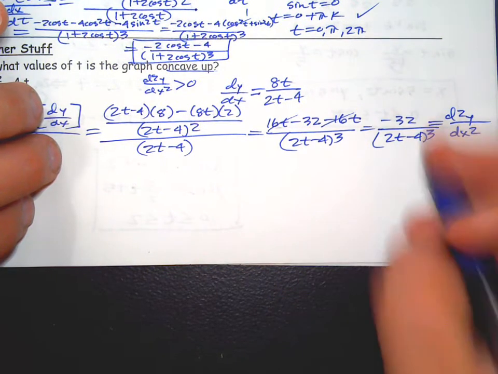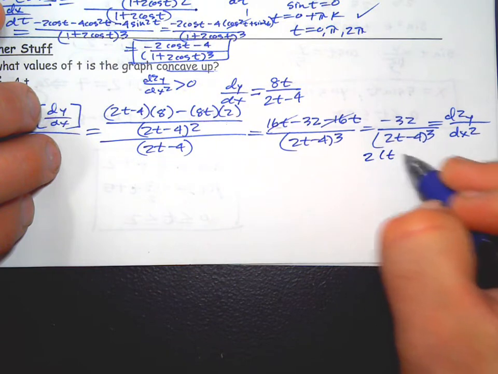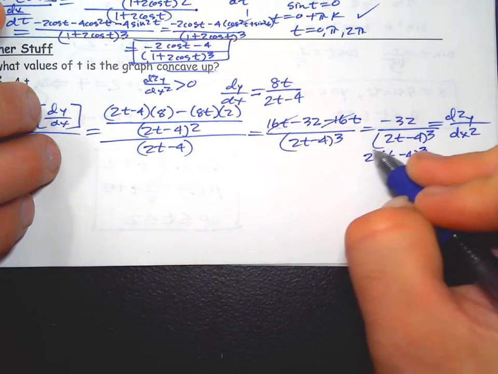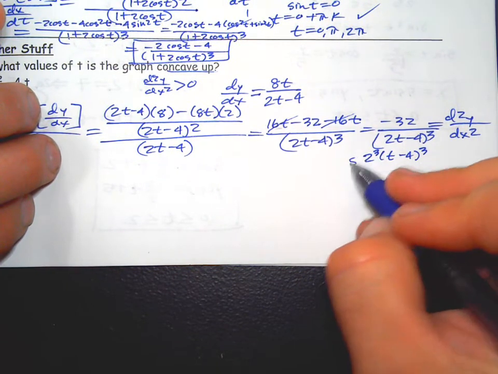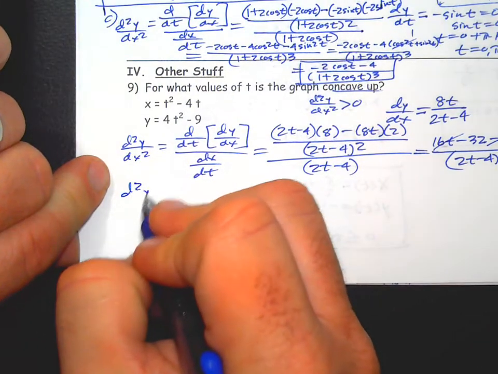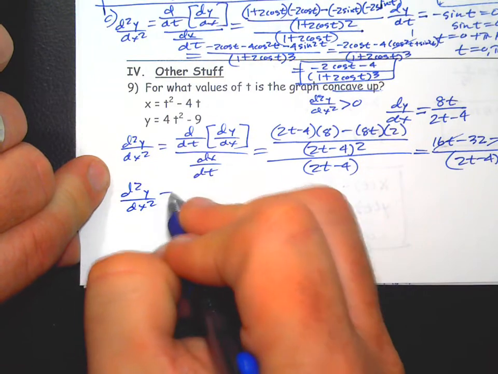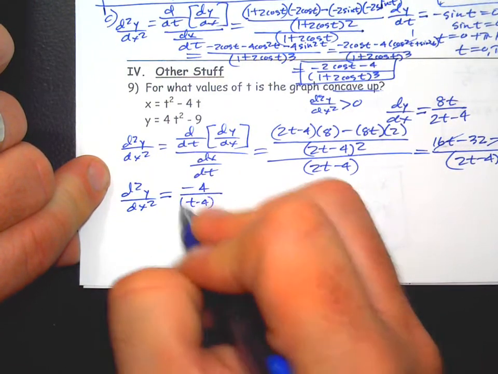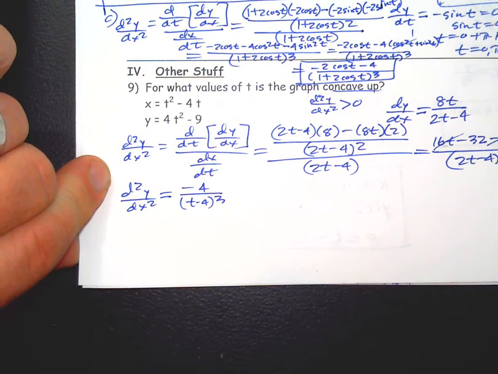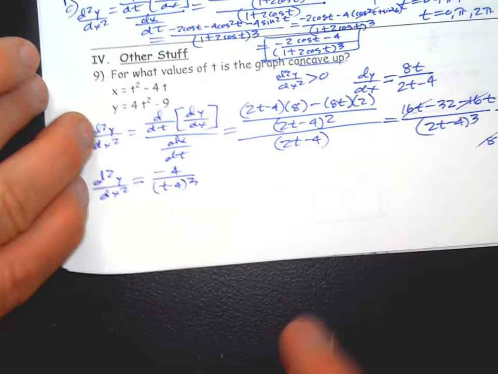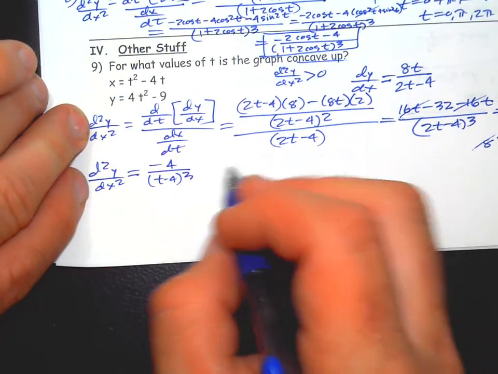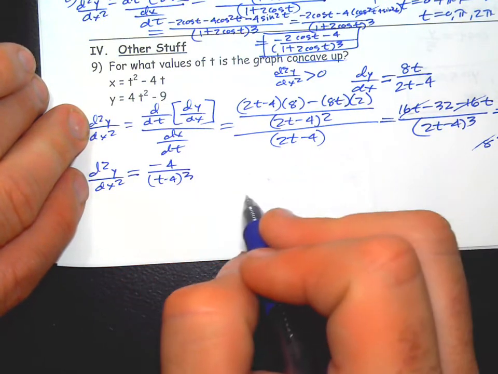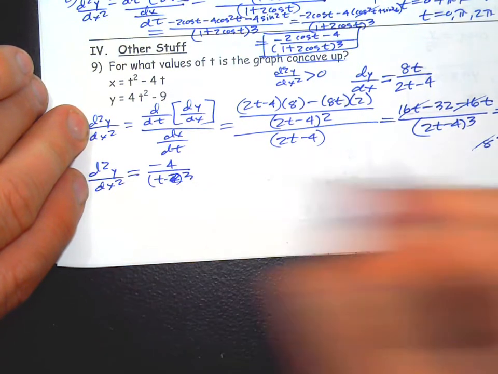We could simplify it a little more. We could take a 2 out. Now the 2 is going to get cubed, so it's going to be 8. Just going to reduce with that. So we could write it a little nicer, which could make our next work easier. So it's going to be negative 4 over t minus 4 cubed. Actually, there should be a 2 here because I factored the 2 out.